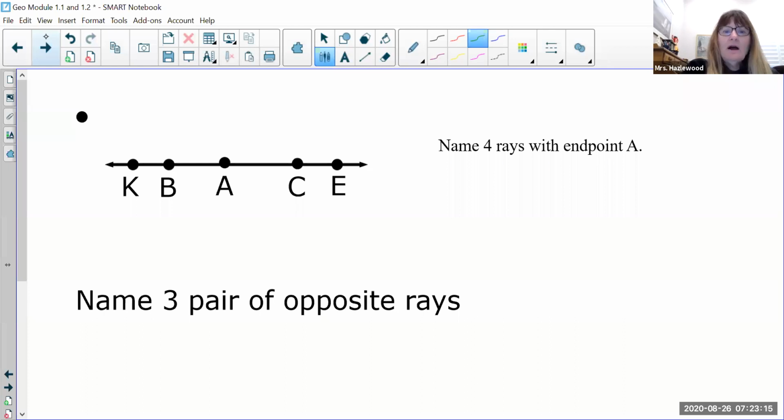Okay, so would everybody just type your first name in the chat right now, just so I have it for the roll, because I didn't take roll. Thanks.